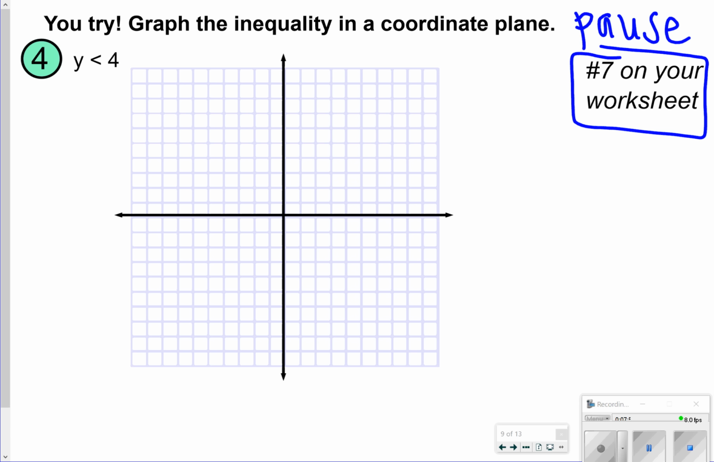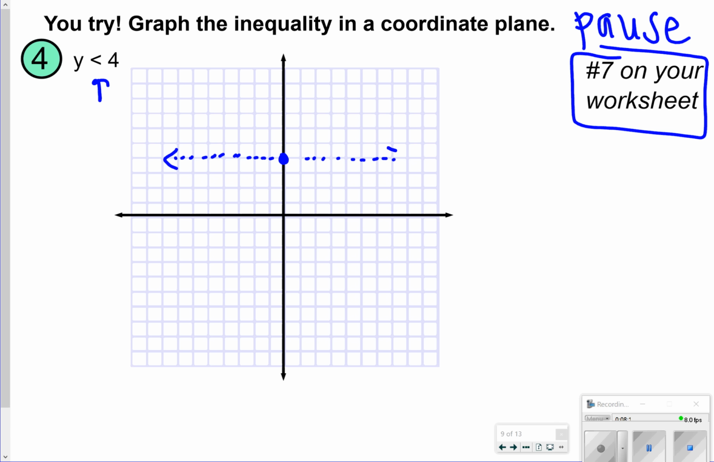All right, y is less than 4. That means I'm going to go up to y is equal to 4. Plot my dot, and this is a dashed line. So you should have had a dashed or dotted line. If you just want to do dots, I think sometimes dots are a little bit easier.